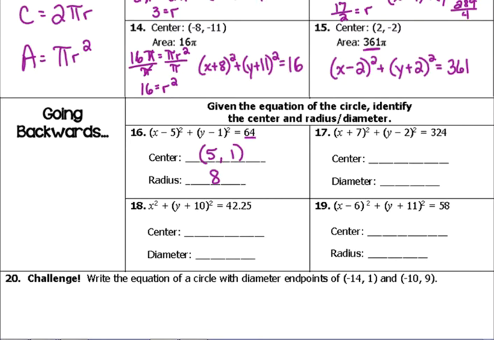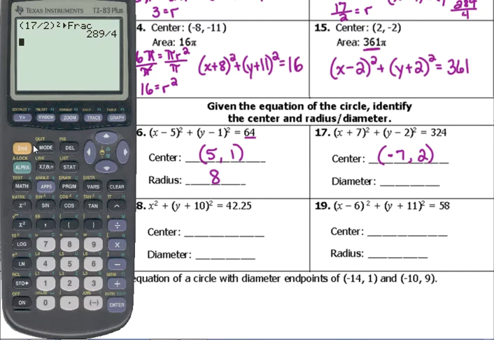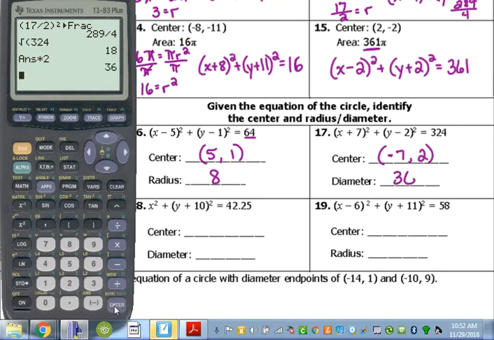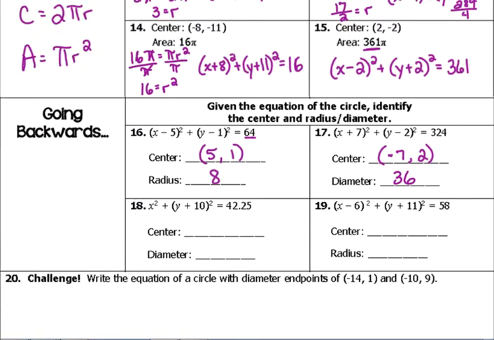Let me do one with the diameter just to make sure. Okay, number 17, center would be (-7, 2). Change the sign when you pull it out of the equation. 324 is r squared, so if I take the square root of that, it's 18, but it wants the diameter, that's the radius, so I'm going to multiply it by 2. The diameter of that circle would be 36. Okay. So, y'all do 18 and 19 really quickly.